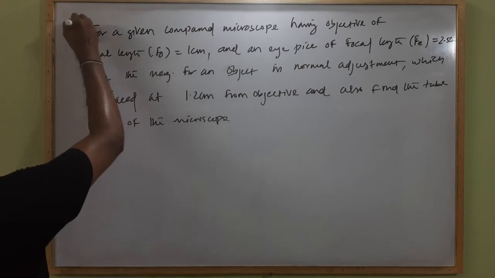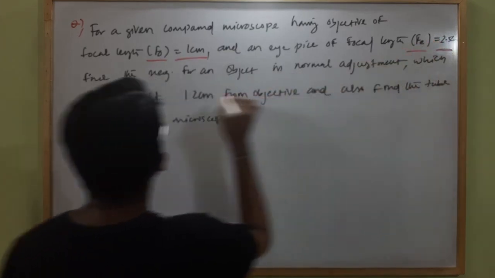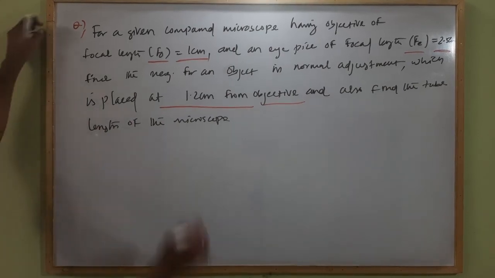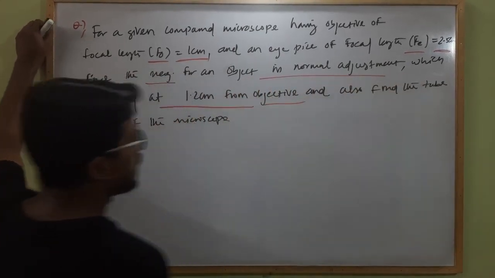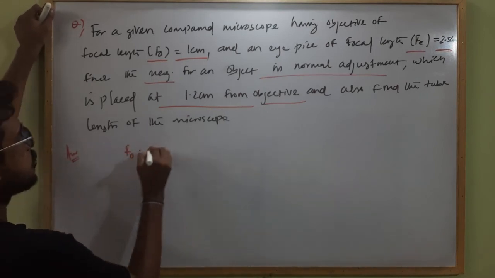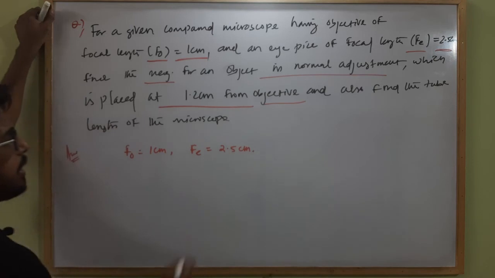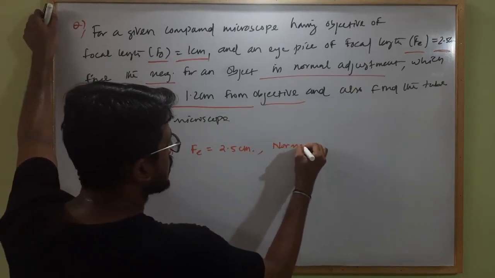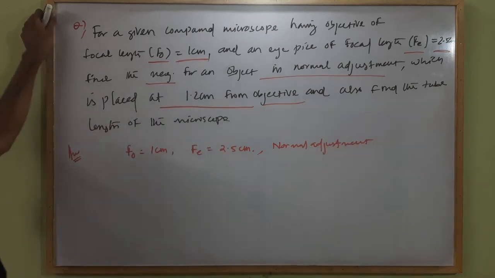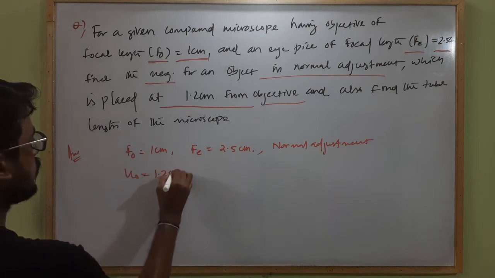So for a given compound microscope, we have the focal length of the objective, focal length of the eyepiece, and object distance with respect to objective. Clear? And the condition is we have to find out the magnification for normal adjustment. So according to the question, we have the data f0, which is equal to 1 centimeter. Fe is given as 2.5 centimeter. Condition is for normal adjustment. And we have U0, the object distance to the objective, that is 1.2 centimeter.